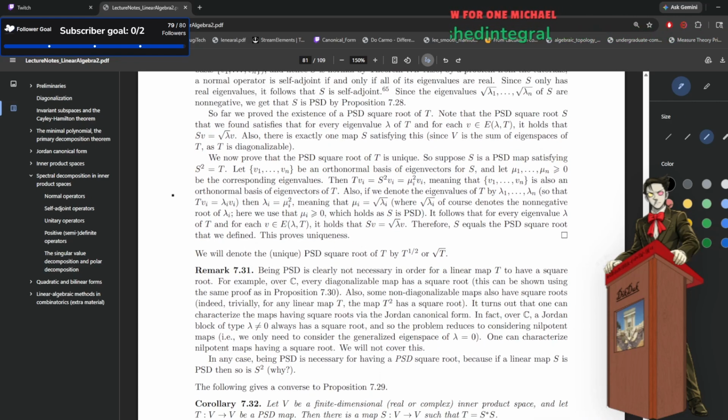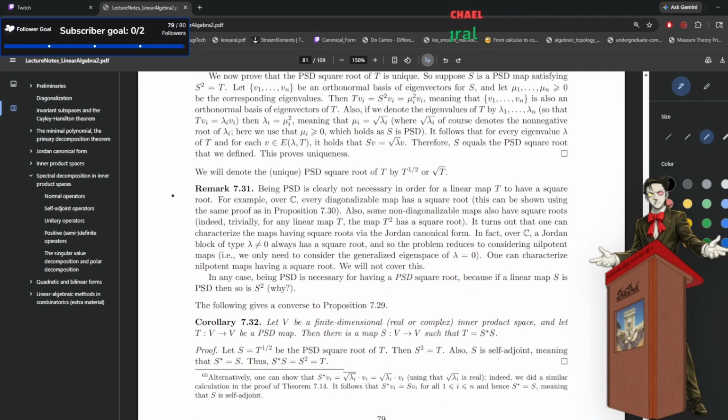Now, I'm going to read this remark before we move on. Alternatively, one can show that S star vi is the conjugate of root lambda i times vi, which is just root lambda i vi because it's real. Indeed, we did a similar calculation to prove theorem 7.14, which shows that S star vi is equal to S vi for all 1 less than or equal to i less than or equal to n, and hence S star is equal to S, meaning that S is self-adjoint.